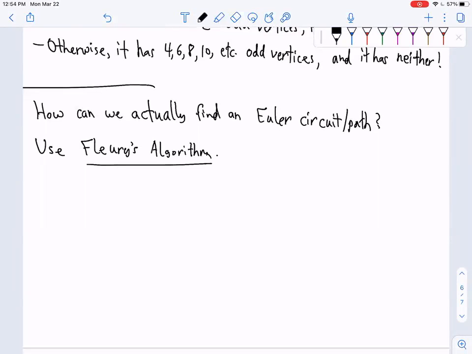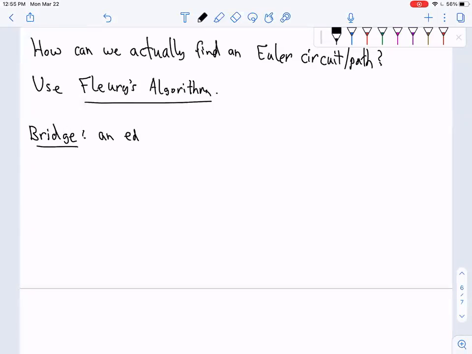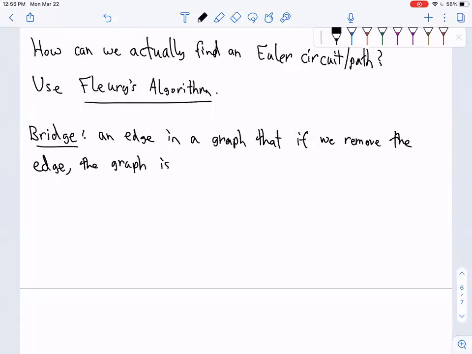But before we talk about Fleury's algorithm, I want to make one more definition. We're going to call this a bridge. Unfortunately, it's a bit of a bad word because the bridges in Königsberg aren't the same thing as the bridges here. Those were just all the edges of the graph. A bridge is a special type of edge in a graph. And a bridge is an edge in a graph that, if we remove the edge, the graph is no longer connected.